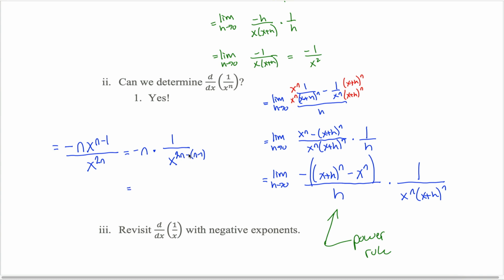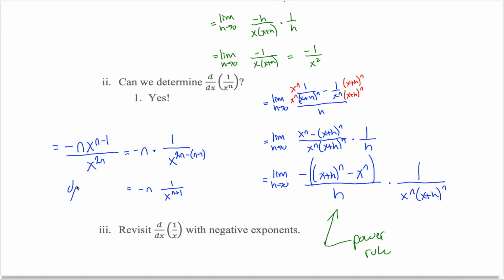Yeah, absolutely. Get rid of these parentheses by distributing the n. You got 2n minus n, in other words, 1n, plus 1, because when you take the negative and distribute it to a negative, it becomes positive. What I'm saying is this is negative n times 1 over x to the n plus 1 power. It's a little bit cleaner than what I see here.